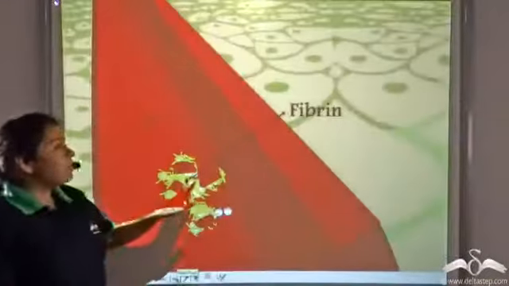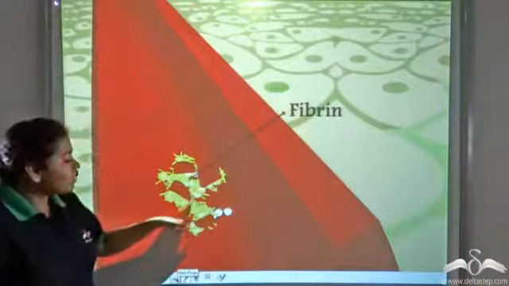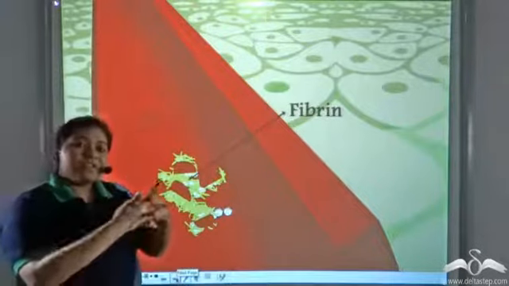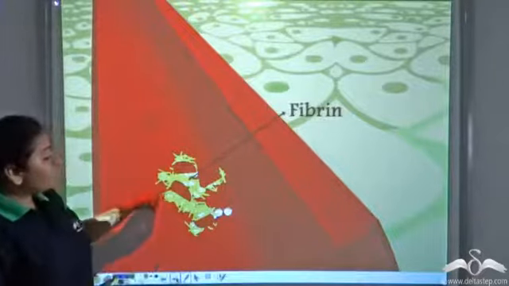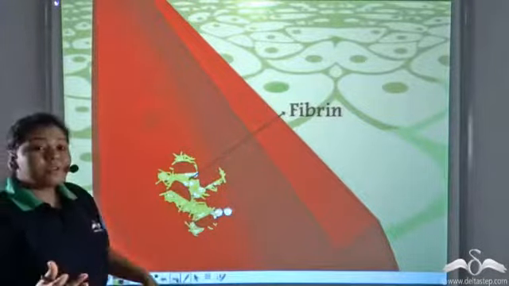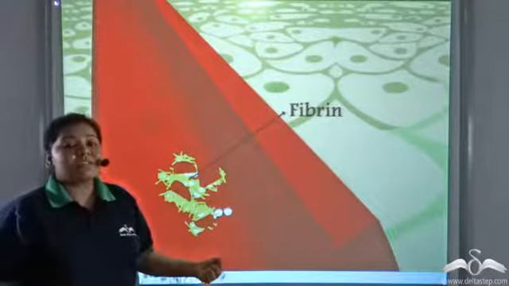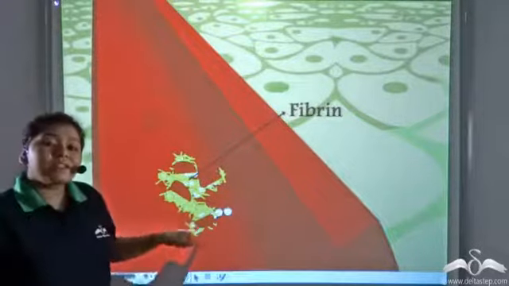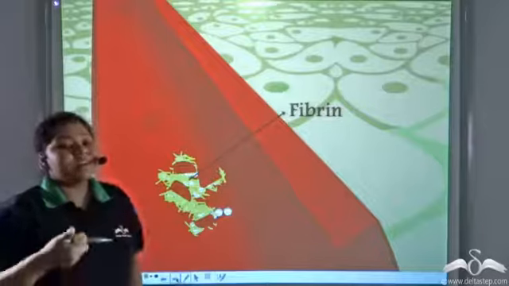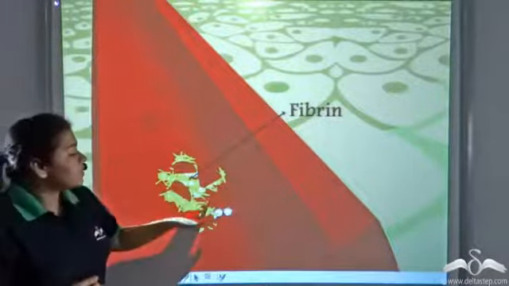This fibrin, which forms from fibrinogen, forms a fibrous mesh-like structure which traps the red blood cells. See, it forms a mesh-like structure which traps the red blood cells and prevent it from oozing out. Since red blood cells get trapped in this blood clot, the clot appears reddish and it appears fibrous because of these fibrins that are present.